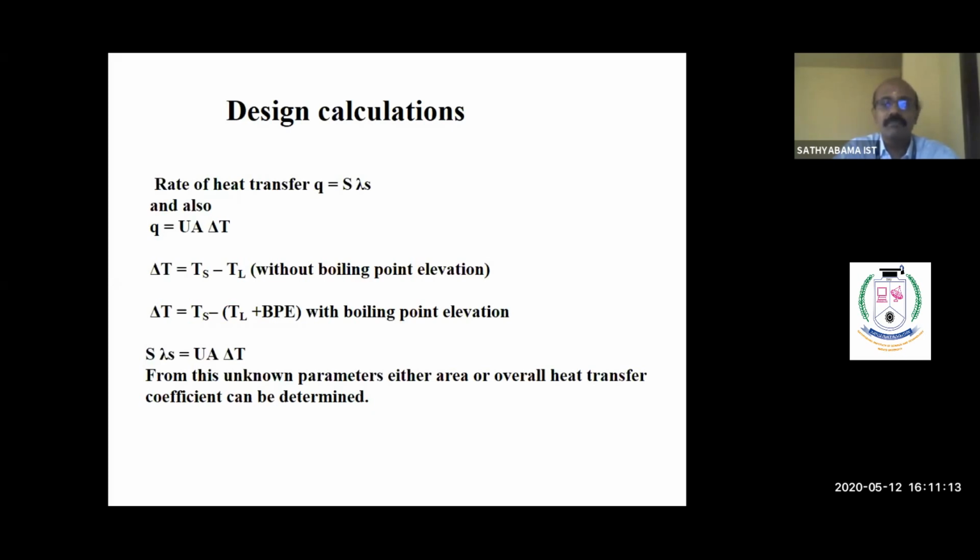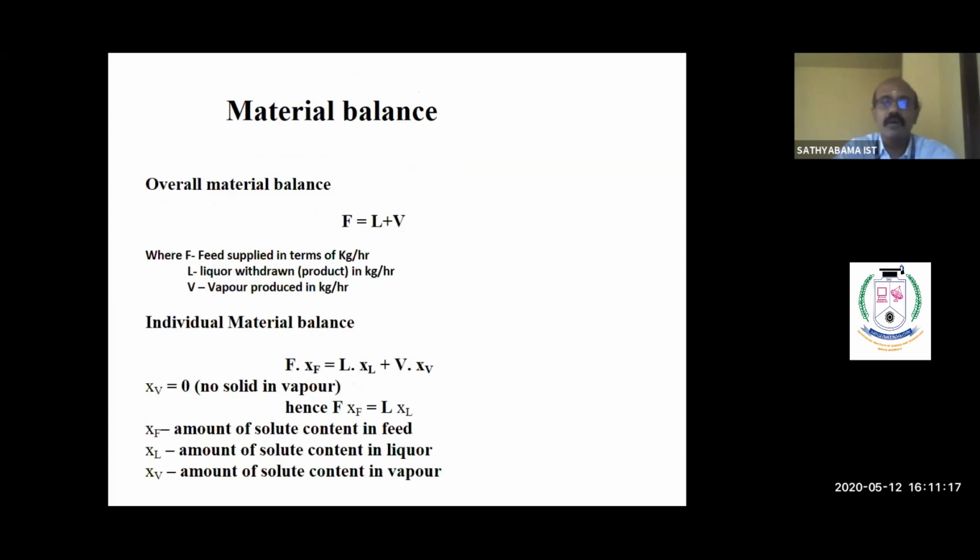So that will complete the evaporation problem. So this is the schematic procedure to solve the evaporation problem. Overall material balance, which is given by F is equal to L plus V. Then individual material balance, F into XF, that is equal to L into XL plus V into XV.